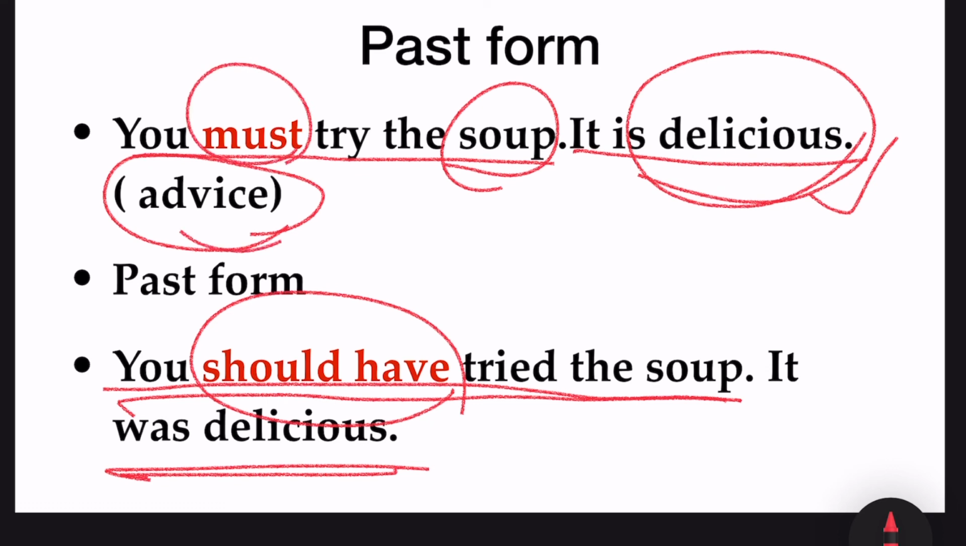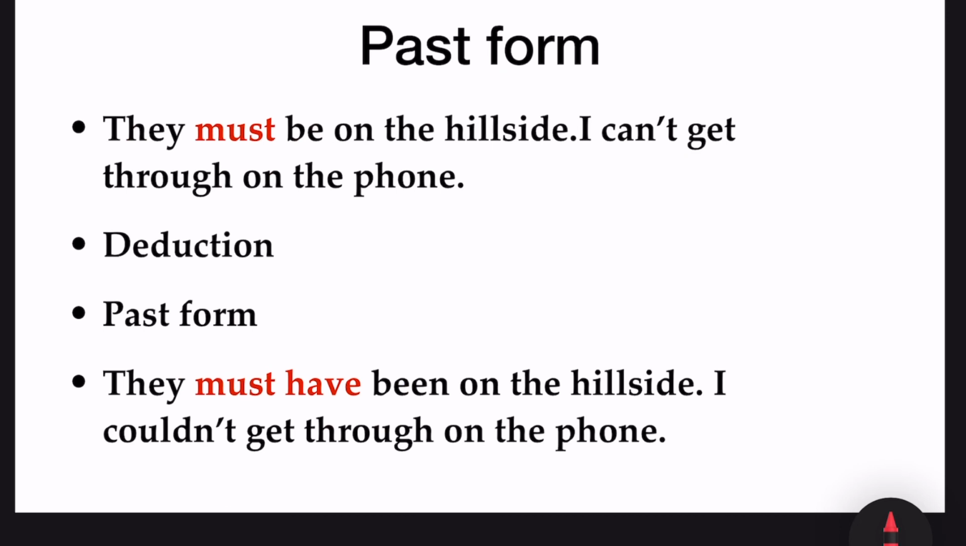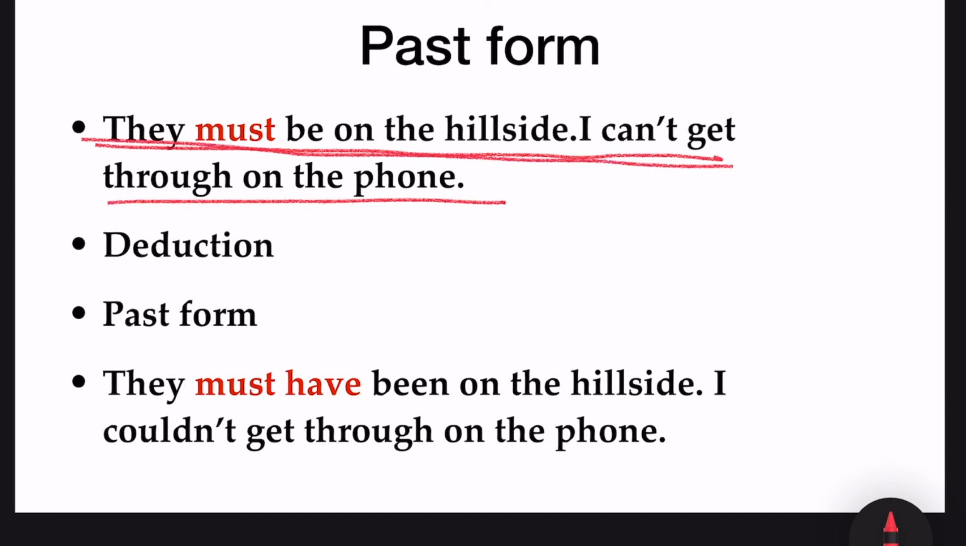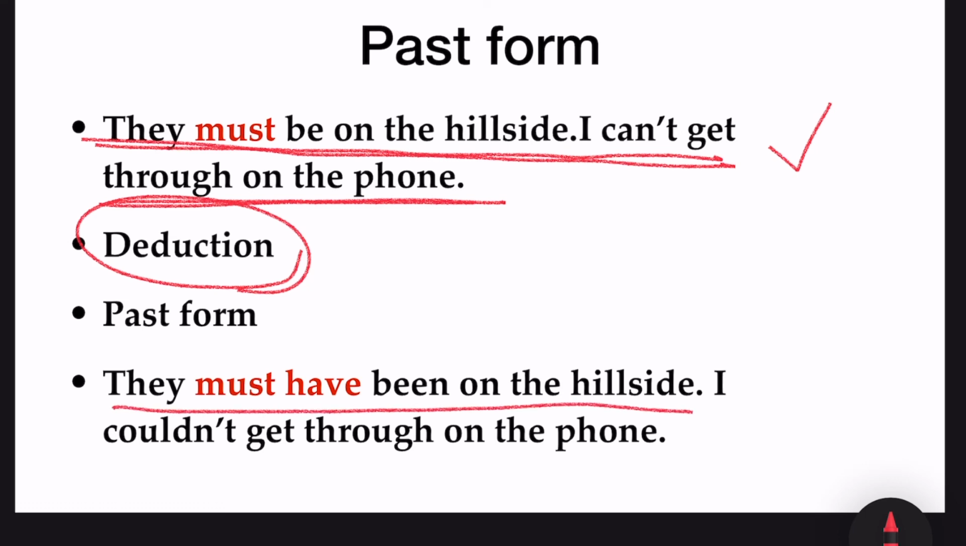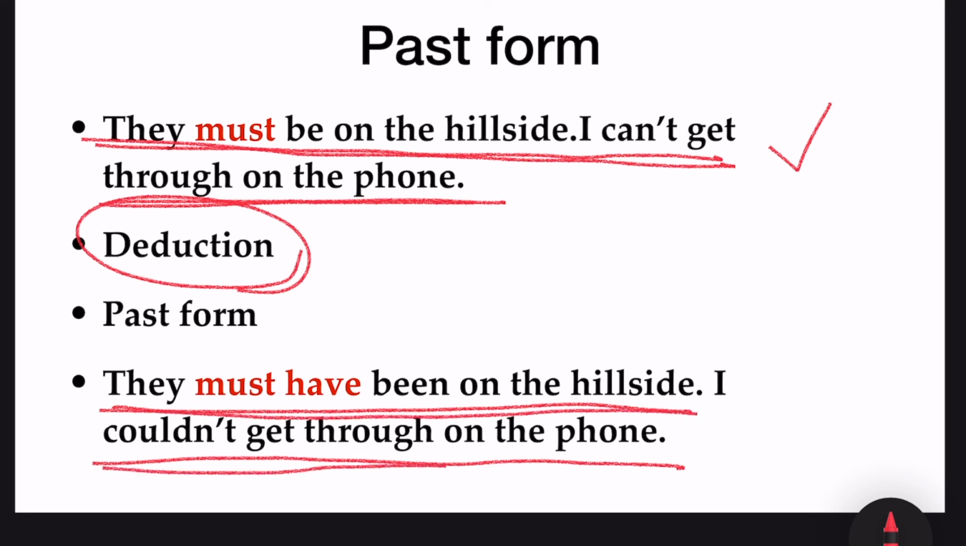And the last example, they must be on the hillside. I can't get through on the phone. This expresses deduction. What would the past form of this be? Look at this sentence. They must have been on the hillside. I couldn't get through on the phone.